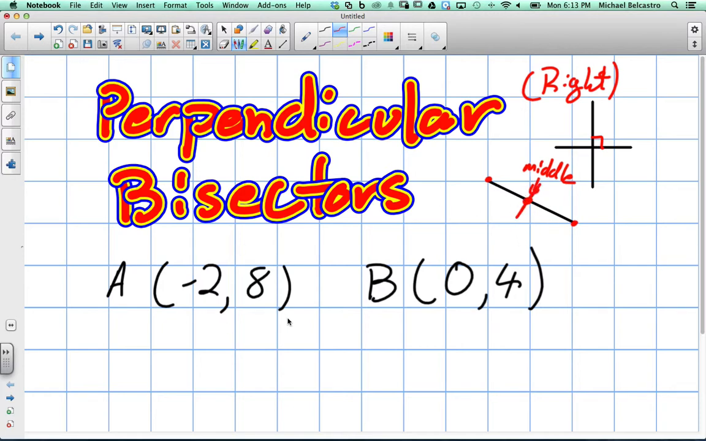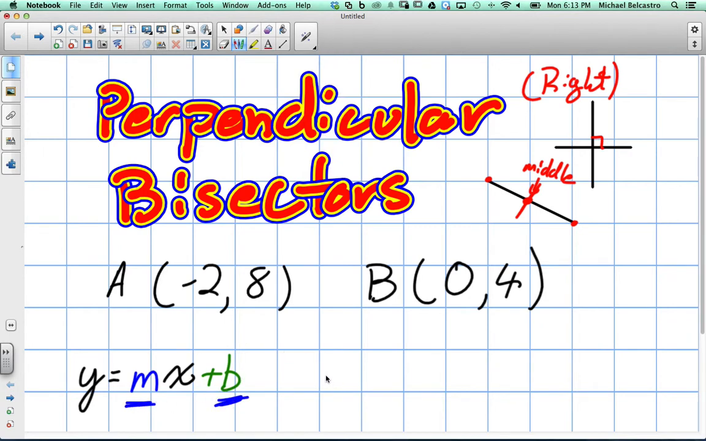Okay, so all we've been given is two coordinates, coordinate A and B, and we're told that we need to find the equation of the line that is a perpendicular bisector. An equation of a line reads y equals mx plus b. So the two variables that we really need to solve for are m and b. In other words, m is our slope.